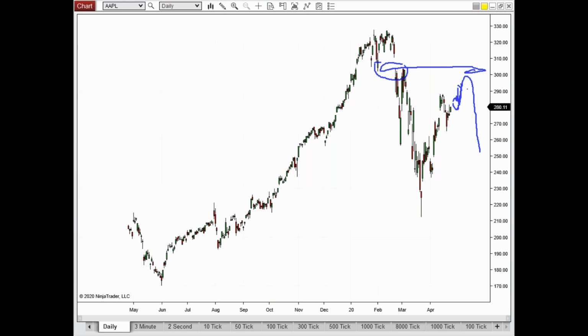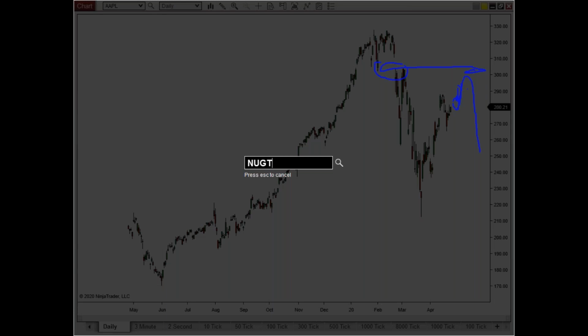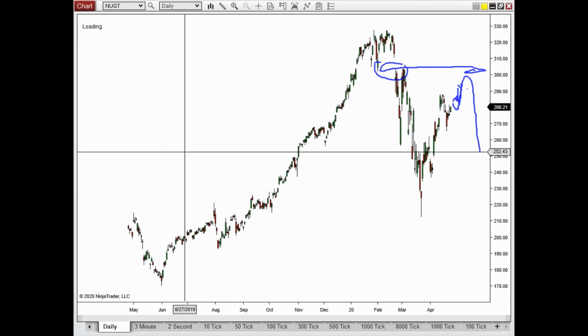NUGT just did a reverse split. Let me look at that. Reverse splits are the death of a stock. Yeah, a lot of times.